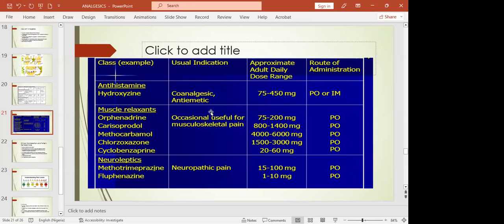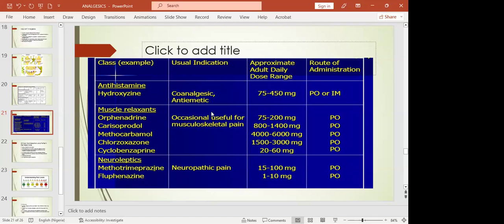So if your patient has this pain that keeps them awake, you can add an antihistamine as an addendum, at least while the paracetamol is doing what needs to be done, perhaps the patient will now be able to sleep. So an example of such is hydroxyzine. That's an antihistamine. Then we also give muscle relaxants.